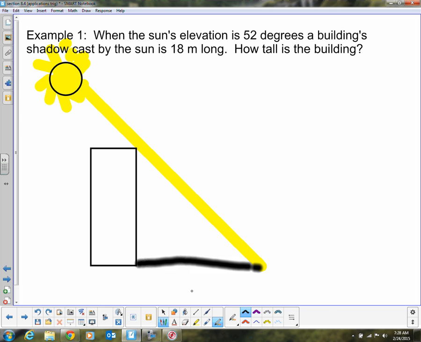All right, so where's my 52-degree angle, do you think? Keyword.